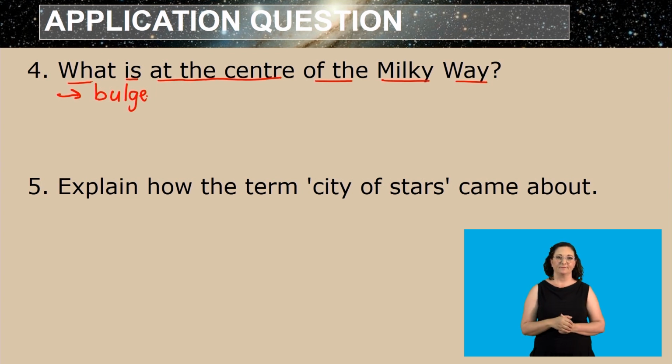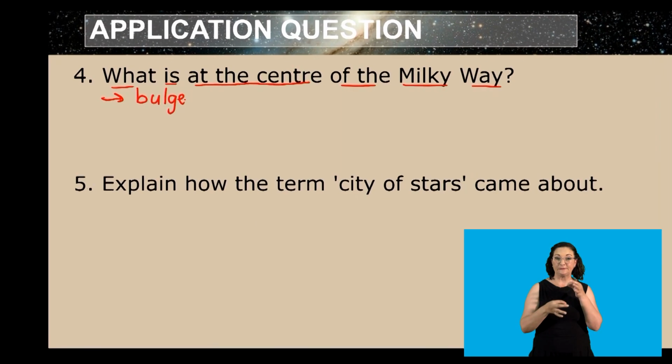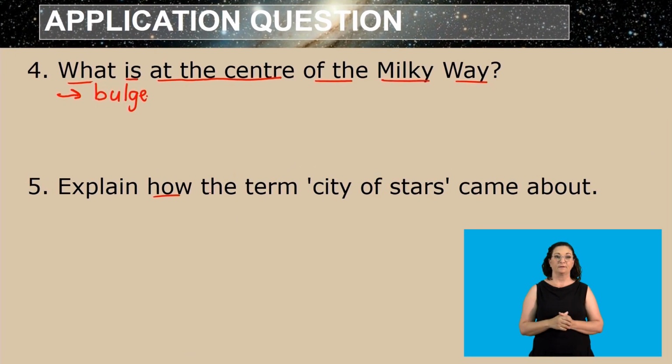Question 5 says to us, explain how the term City of Stars came about. Remember we spoke about City of Stars? We said that the cities of stars are formed when some galaxies have to merge. The smaller galaxies merge with other smaller galaxies to form larger galaxies, and when larger galaxies are formed, they form those City of Stars.